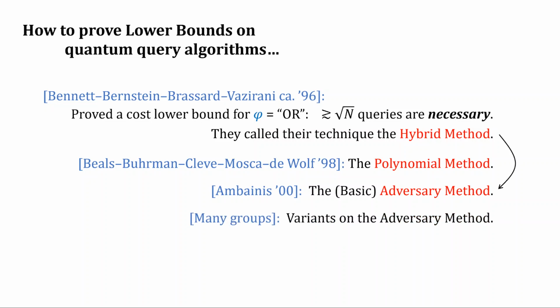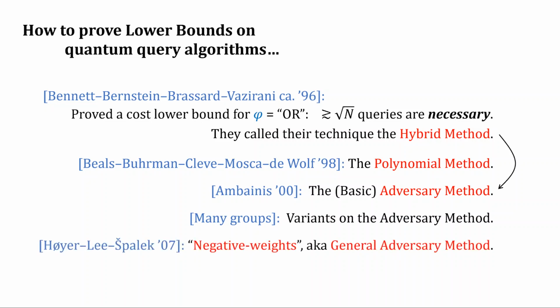And I put basic in parentheses there because there were future developments. So after Bennis's paper, there are many variants and extensions of the adversary method proposed. And they kind of culminated in a method due to Hoyer, Lee, and Spalek from 2007, which they called the negative weights adversary method, but which now people I think just call the general adversary method. And it seemed to be the sort of strongest variant of the adversary method. It was the method that seemed to be able to prove the highest lower bounds.